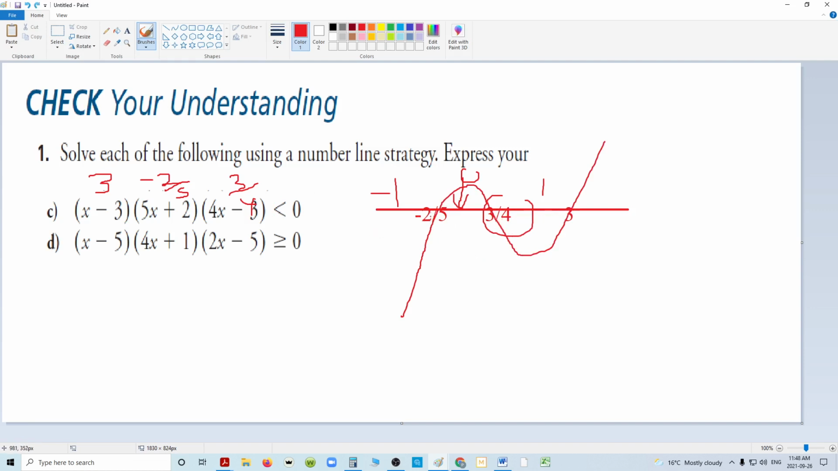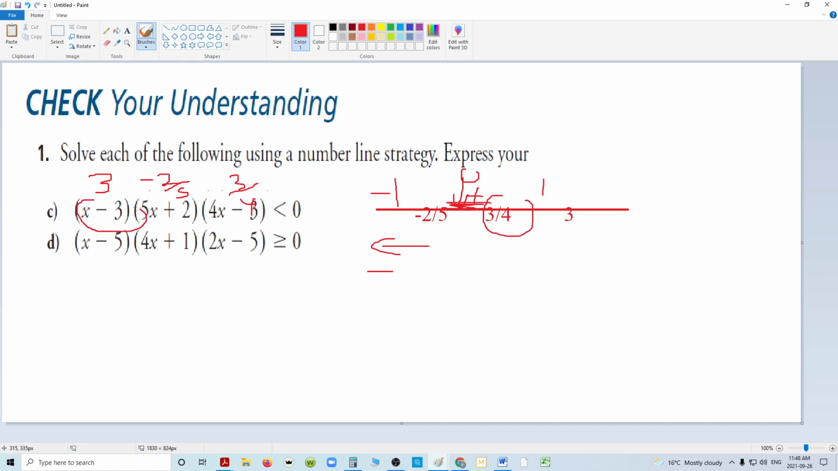But using the number technique, I take minus 1 and put it in here. I get minus 5 plus 2, minus 4, minus 3, minus. So it's clear that this minus times a minus times a minus will be minus. So everything to the left here is minus. If I take 0, I get minus 3 times plus 2 times minus 3, which is a positive. So it's clear that everything between here is positive.